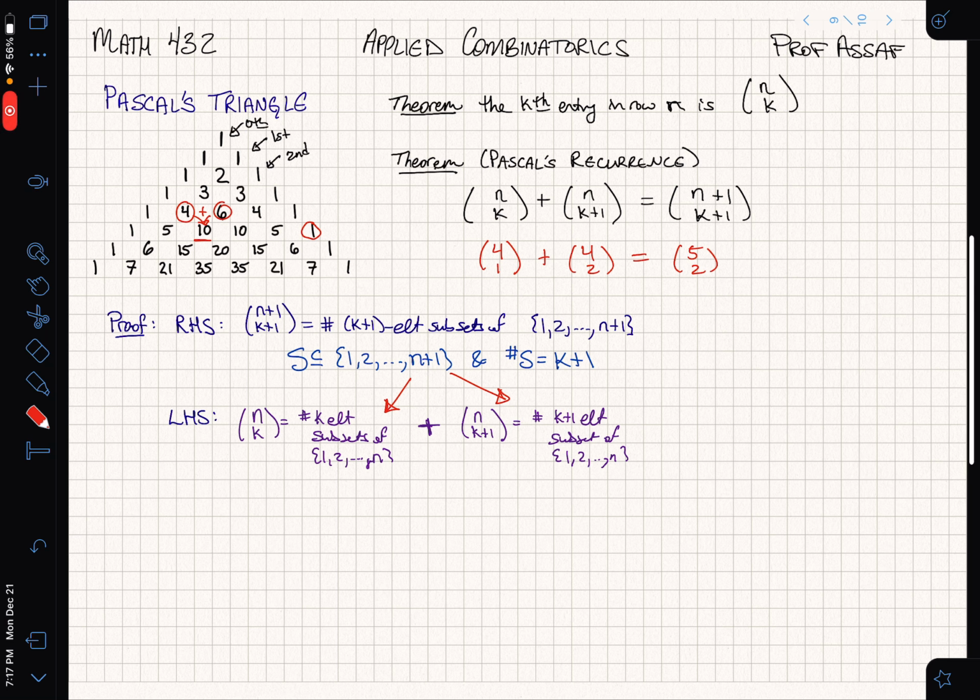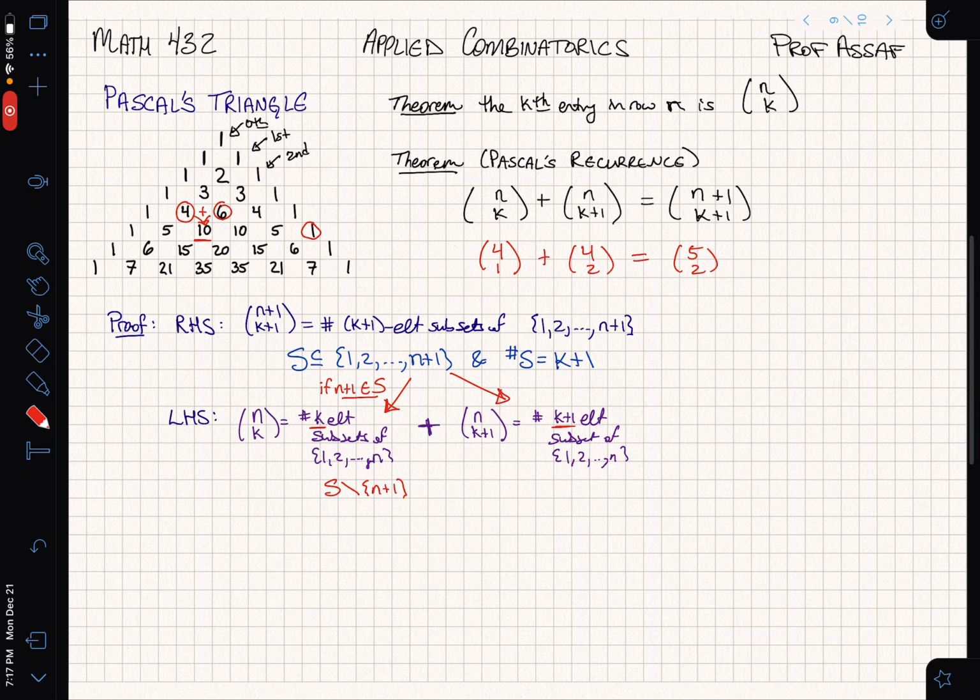Now, in this case, on the left, we know that we need to lose one element. So let's do this if n plus 1 is an element of S. We're going to take it out. So then we're going to get S minus n plus 1. That will then be a subset of the numbers just 1 up to n, and it's of size 1 smaller, which means it's size k.